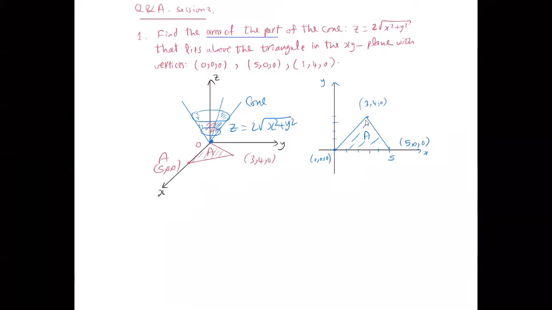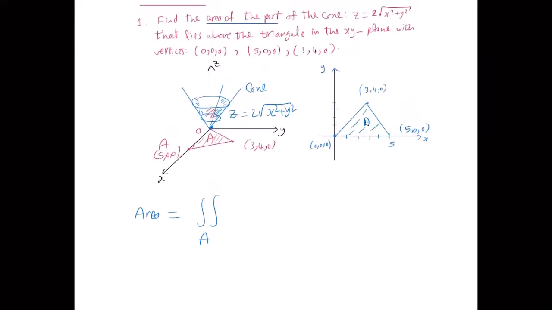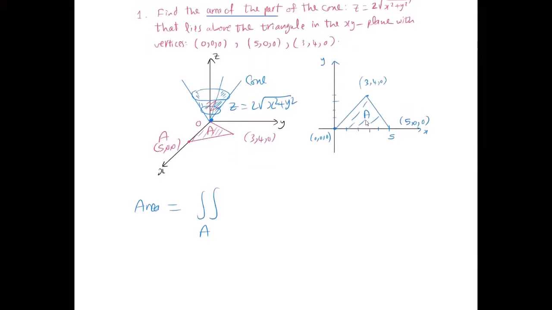How to find this? Any idea? Double integration. Yes. Area is a double integration over A. Let's call the region R as usual, and here we integrate over R. The region R is the given triangle.